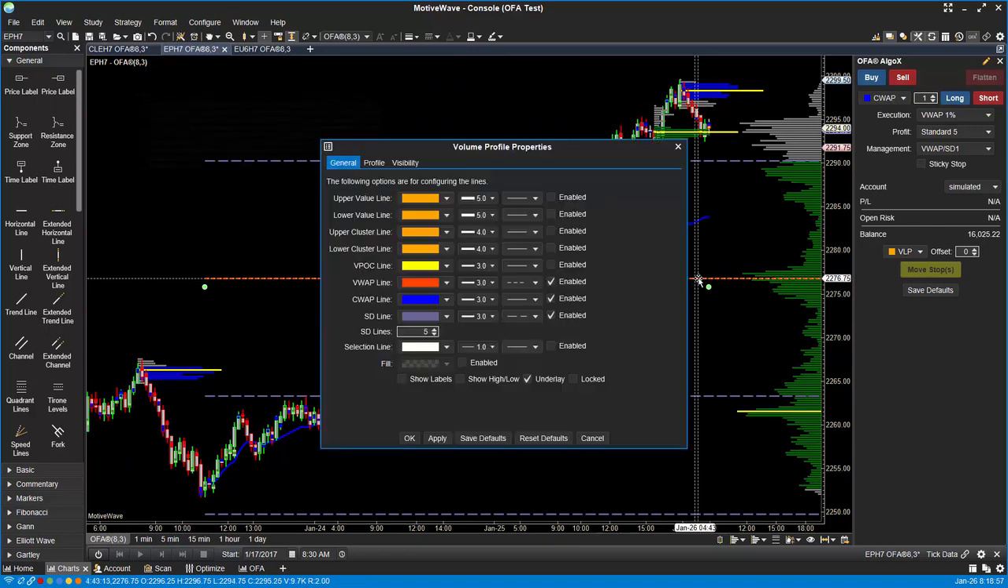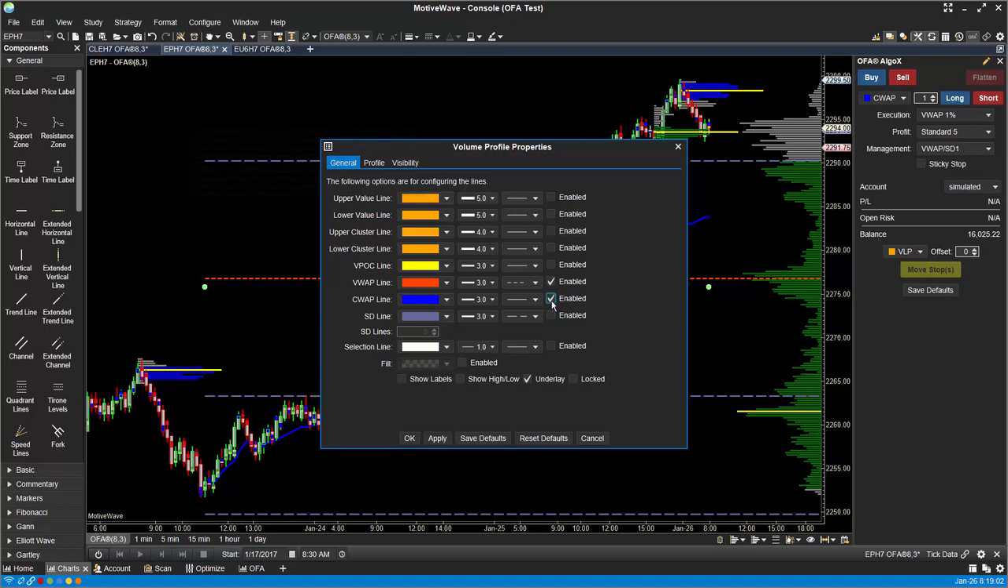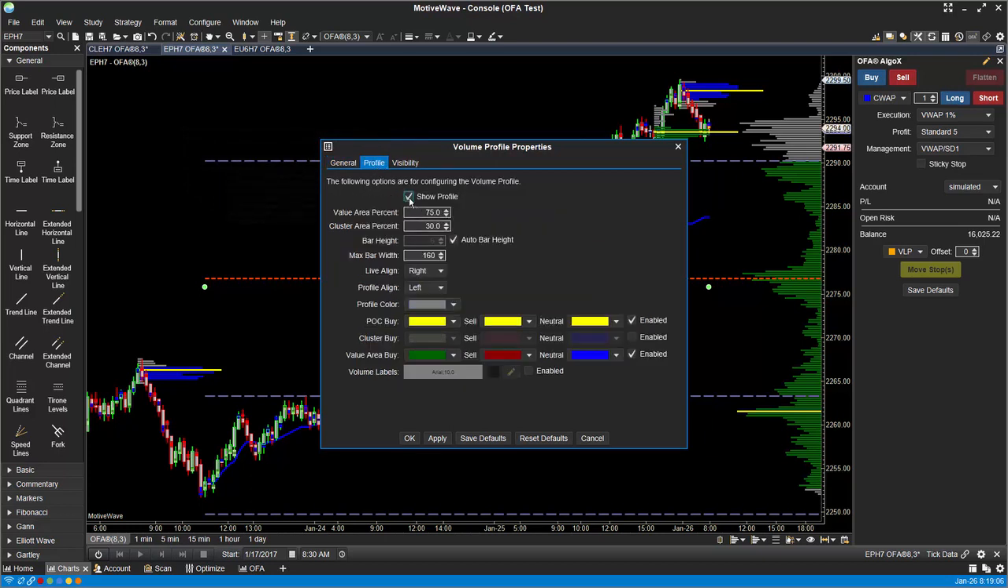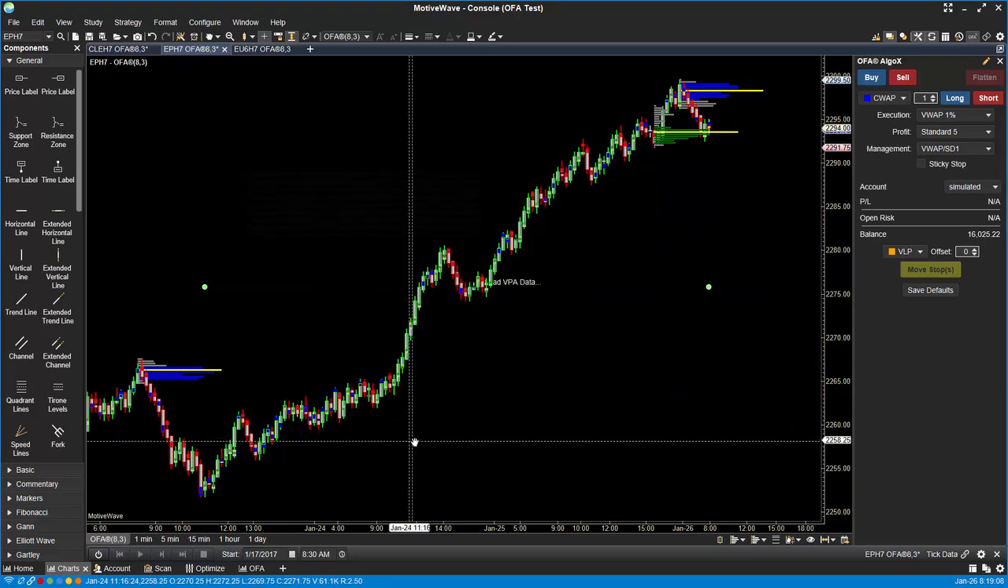Let's simplify this so it doesn't clutter up our chart so much. The only thing I want to show, let's get all this stuff off of here, is the volume weighted average price. So I'm going to turn the profile off so that it doesn't show too much junk.